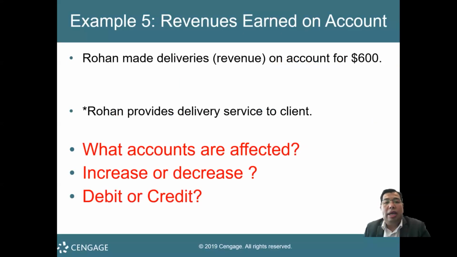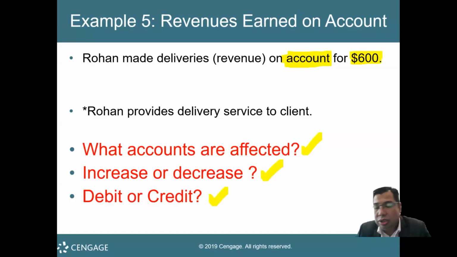Okay, example number 5. Rohan made deliveries on account. On account means on credit. You don't get the cash yet. On account means your customer or your client will pay at a later date. That is $600. So what accounts are affected, whether it's going to increase or decrease, and whether you should debit or credit.